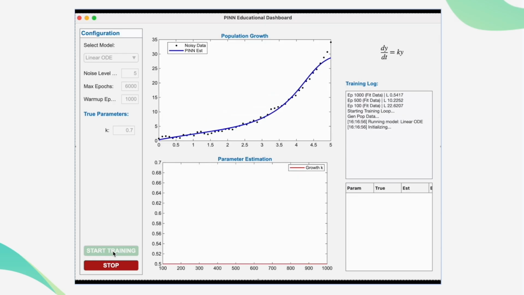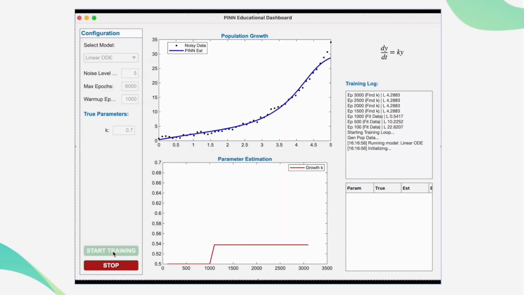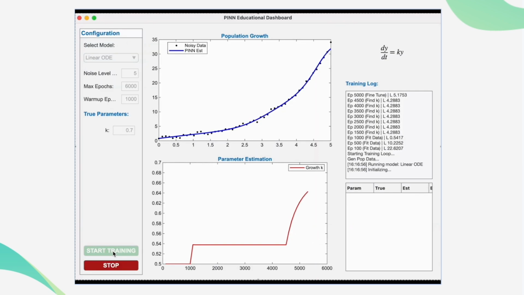The black dots are the noisy data generated forward using synthetic data simulation by the physics-informed neural network. The student can change the noise on that data, and then the physics-informed neural network, or the PINN, applies its fit and creates this blue line that cuts through the noise to find the actual growth curve, and using that, reverse engineer the growth rate k.